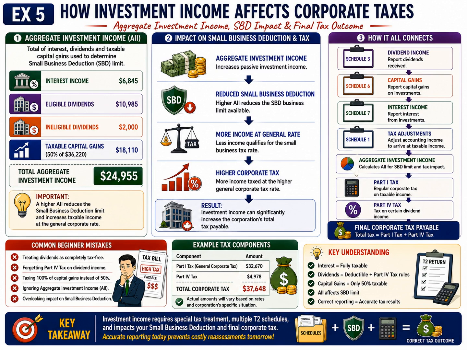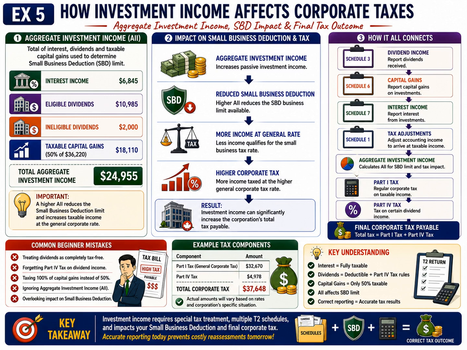Beginners may also incorrectly include 100% of a capital gain in taxable income instead of applying the 50% taxable capital gain rule. Some preparers overlook aggregate investment income entirely, failing to recognize that it may reduce the small business deduction. Others calculate investment income correctly, but forget that higher passive income can affect the taxation of the corporation's active business income. The summary box reinforces the correct treatment.